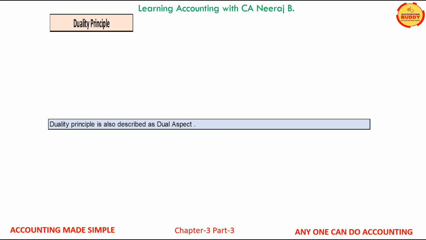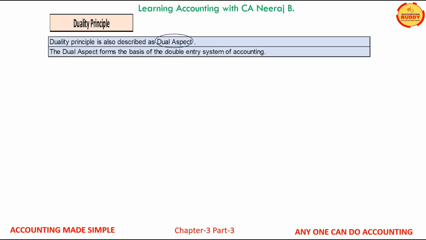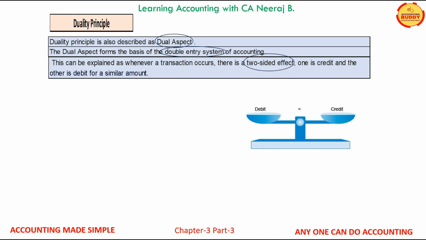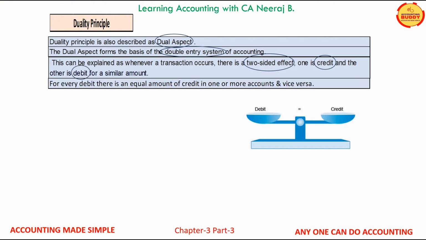Principle of duality is also described as dual aspect. Dual aspect forms the basis of double entry system of accounting. I hope you remember we learned about double entry system of accounting in chapter 1 and chapter 2 videos. Whenever a business transaction or a business event occurs and is required to be recorded, there will always be a two-sided effect. One account is credited and another account is debited with the same amount.